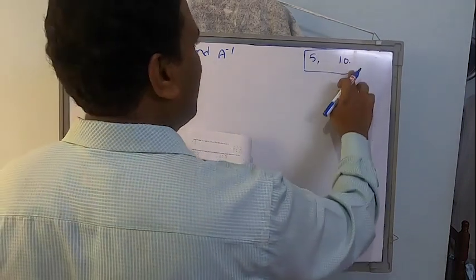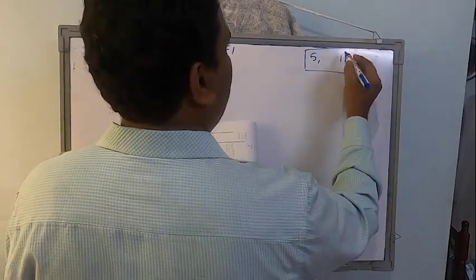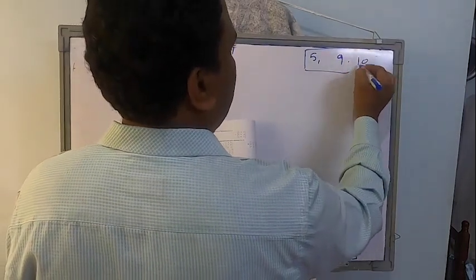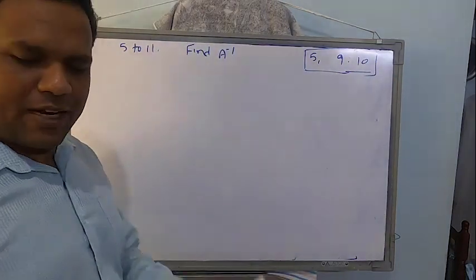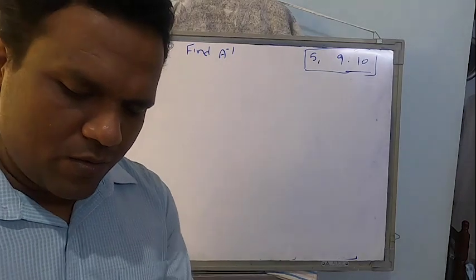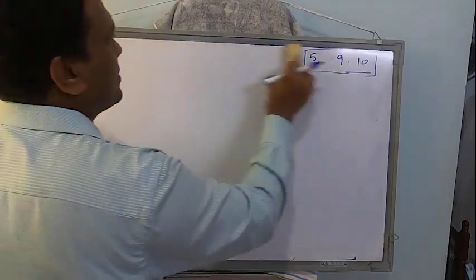Okay, 6 are there now. Let me just take one more. Let me take 5, 9 and 10. I will be doing 5, 9 and 10. The remaining problems you can manage. Clear? Okay, so let me start with this.